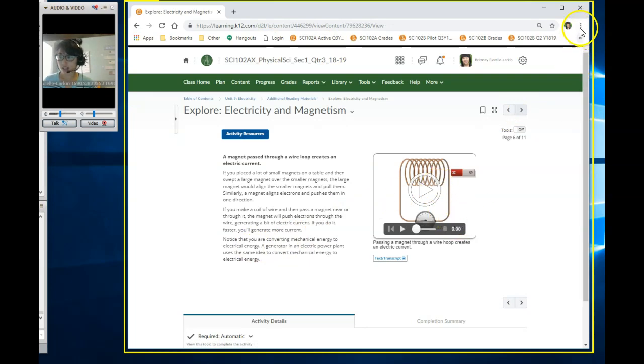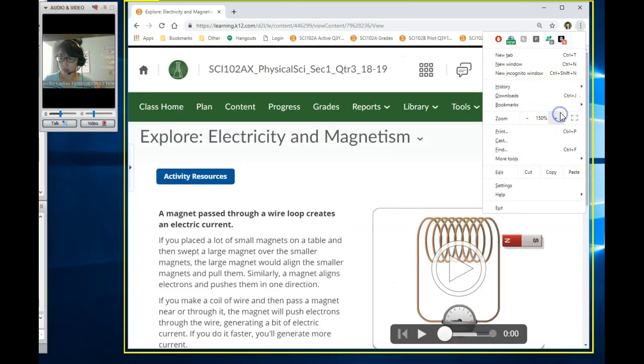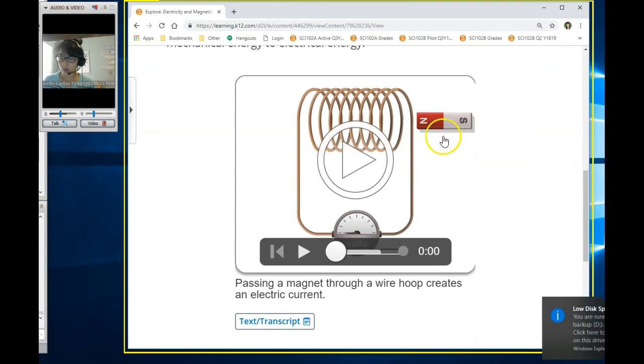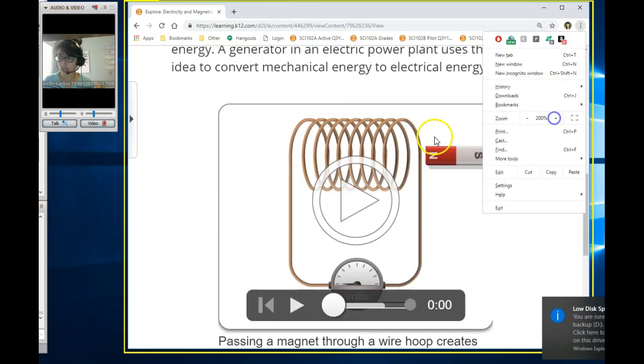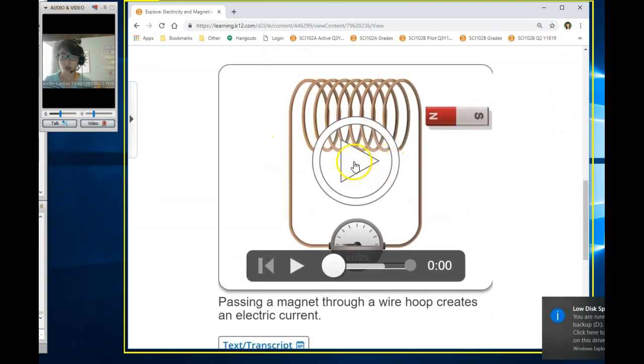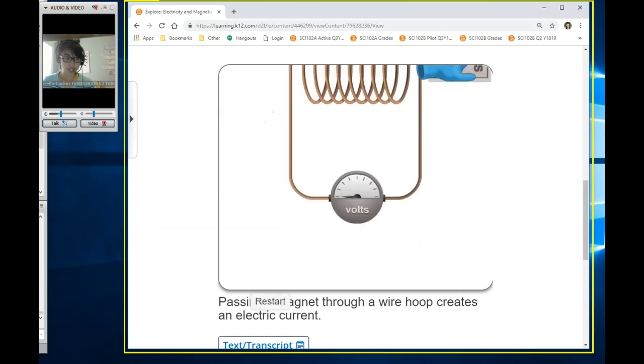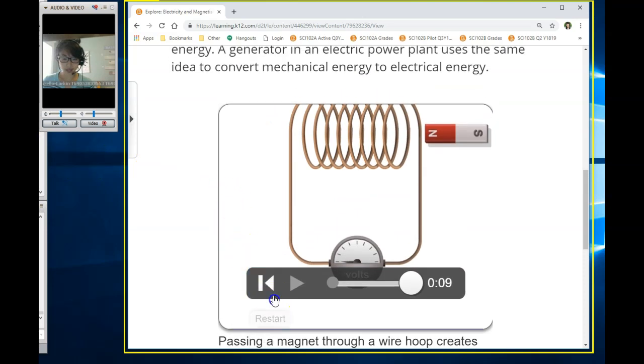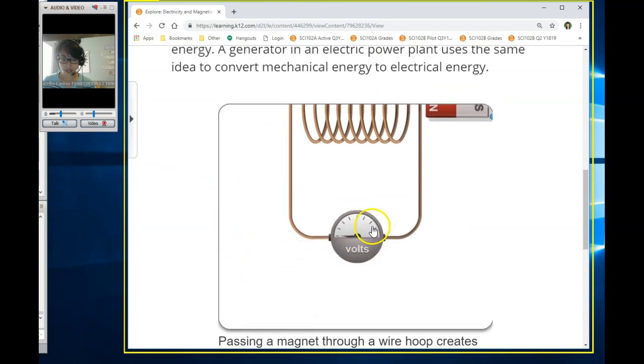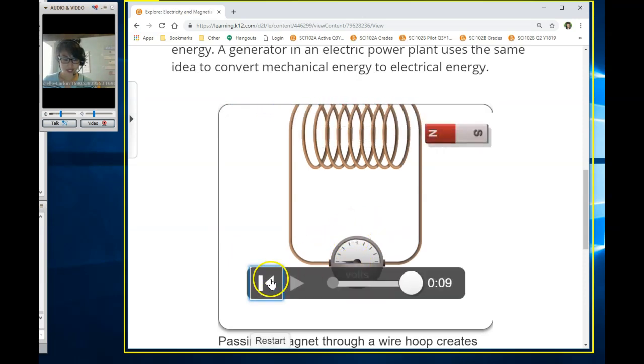I'm going to zoom into this. What I want you to see is what happens to the voltmeter, which is measuring electricity, as the magnet passes through this coil. Watch what happens down here. What's happening to the voltmeter, which is measuring electricity? Tell me in the chat box. What do you see happening? I can replay that. Take a look at our voltmeter here. I know it's a little bit laggy, but you should still be able to see something happening.